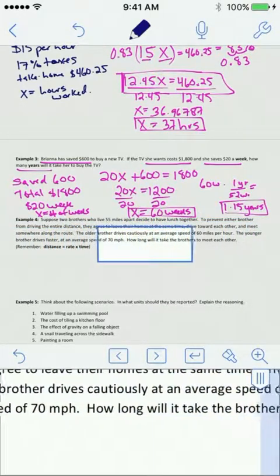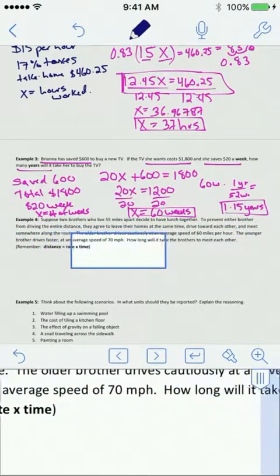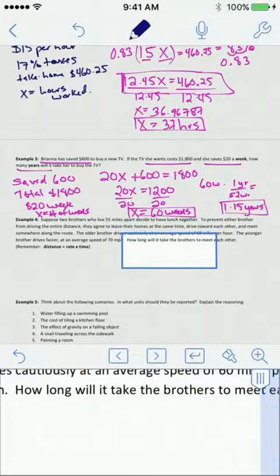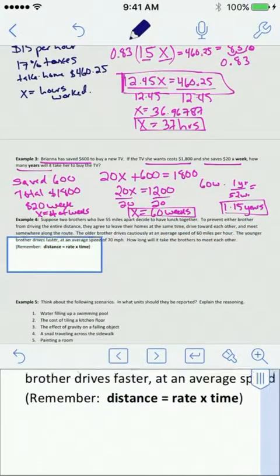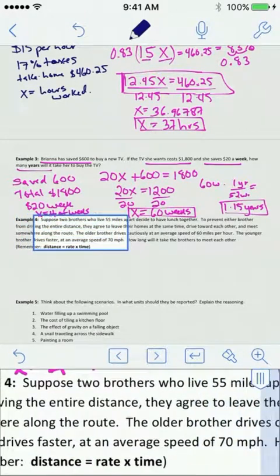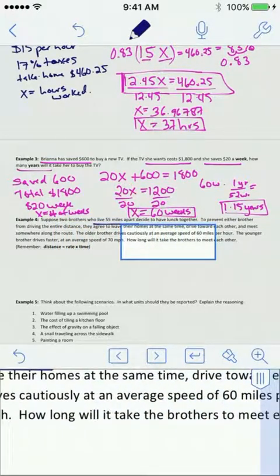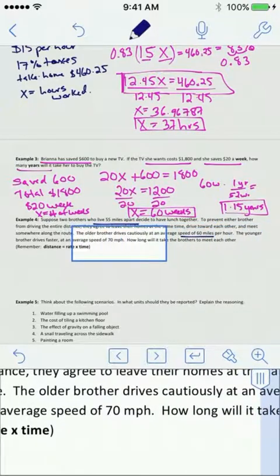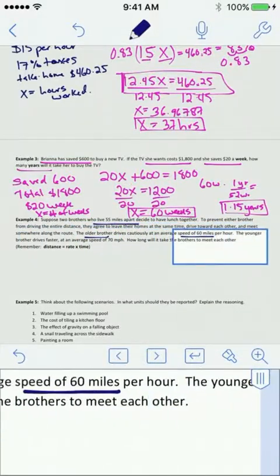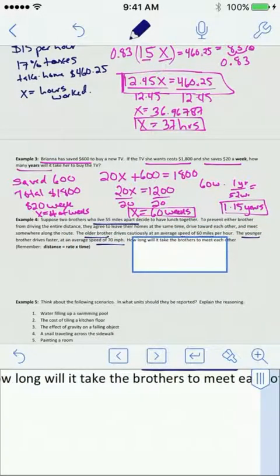The older brother drives cautiously at an average speed of 60 miles per hour. The younger brother drives faster at an average speed of 70 miles per hour. How long will it take for the brothers to meet? Remember, distance equals rate times time. So we're going to be using distance equals rate times time, but let's start with underlining. They live 55 miles apart, sounds important. The older brother drives 60 miles per hour, so let's underline older. And the younger brother drives 70 miles per hour. How long will it take for the brothers to meet?